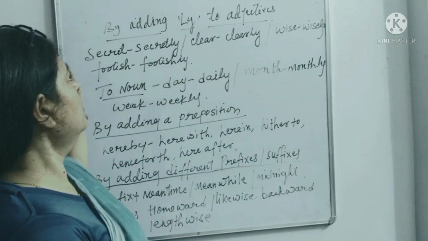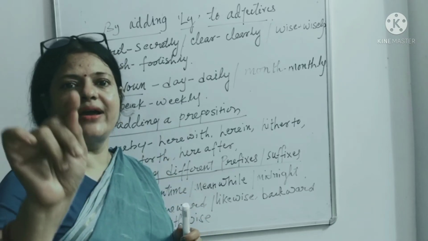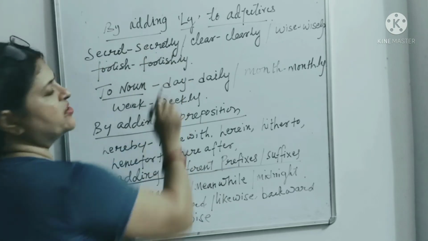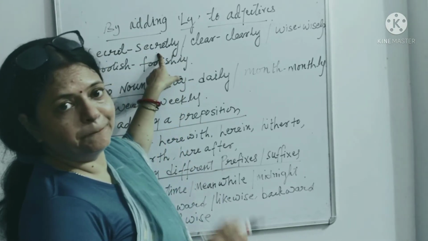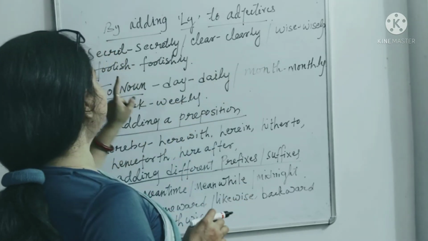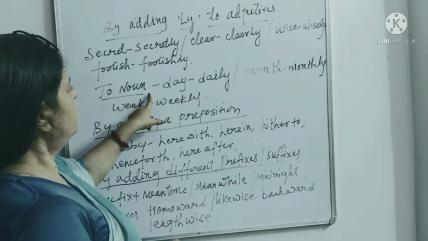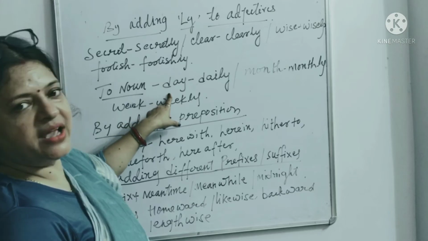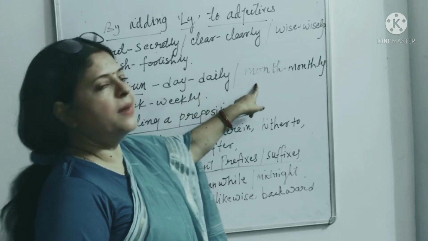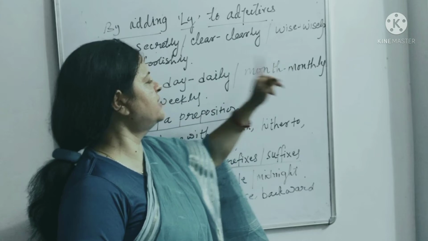So we'll see how by adding ly to adjective. If we add ly to adjective, it becomes adverb. Like secret is adjective, secretly. Okay, now it has become adverb. Clear, clearly. Wise, wisely. Foolish, foolishly. Now to noun. Day is a noun, add ly to day, so it has become daily. Now month, monthly. So this is noun, this is adverb. Week, weekly.